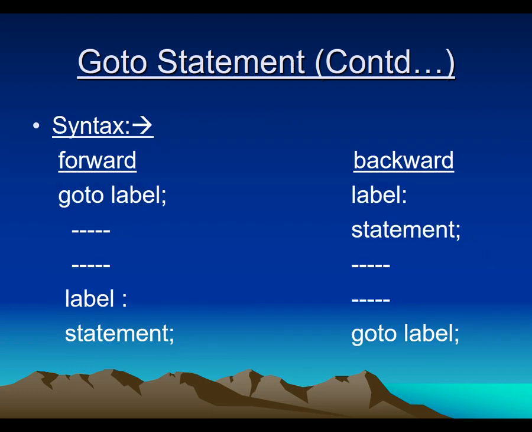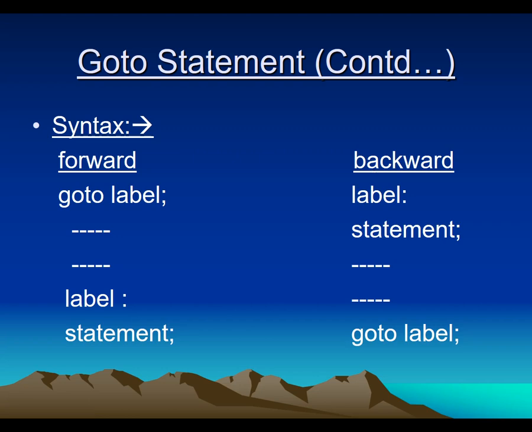Now mainly the go to statement comes in 2 flavors. We are going to see two different ways of the go to statement. One is forward, which is mentioned on the left hand side, and another is backward.